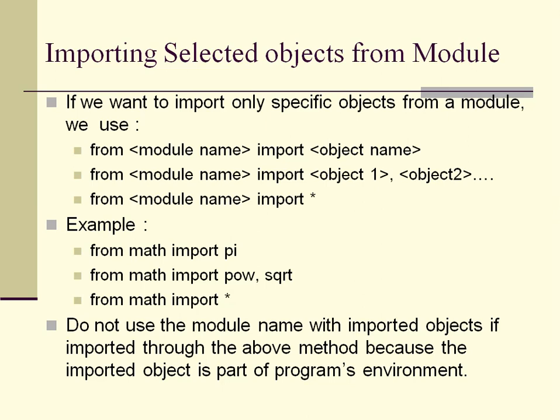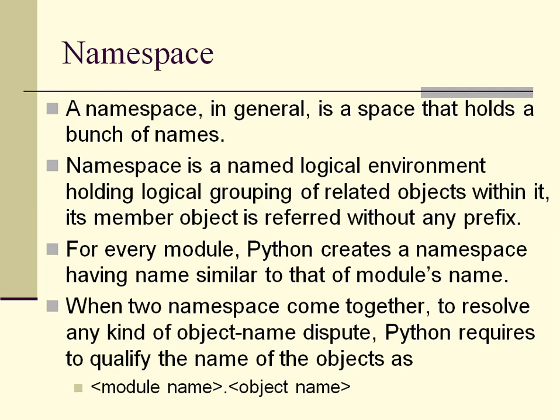Okay, so let's start with the namespace. You can see the namespace, the name of the space. Space means the area that is provided to you. Every space has some name. In your home also, all those spaces, the rooms, have their names: drawing room, bathroom, reading room, and so on. So a namespace in general is a space that holds a bunch of names.